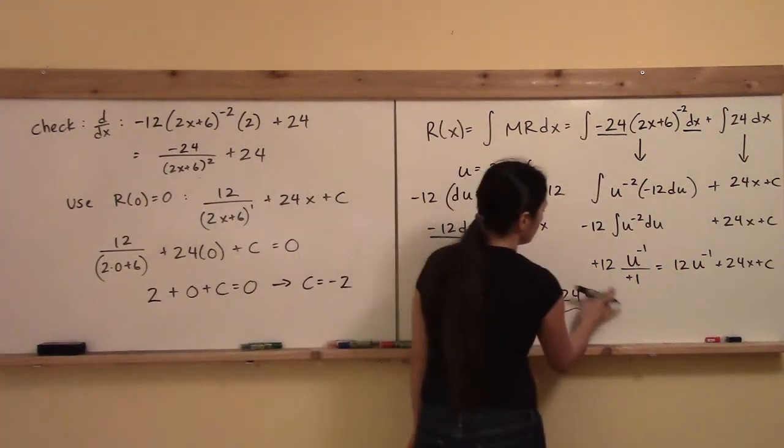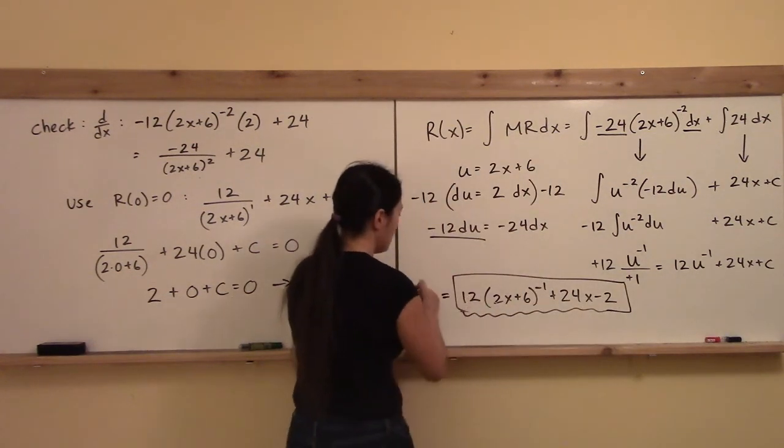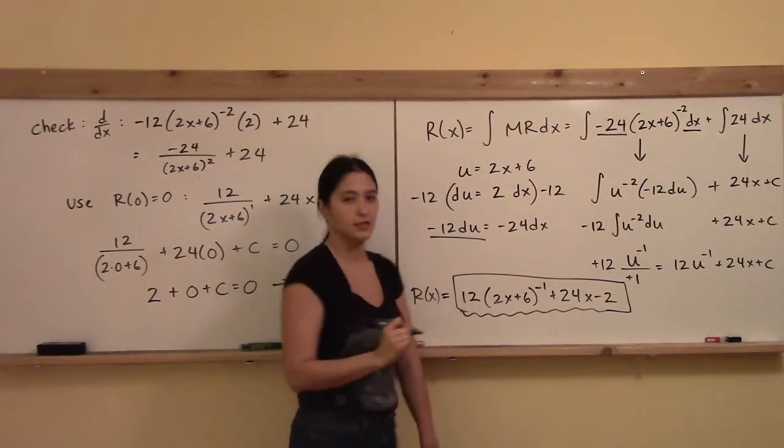And so finally, I can box my final answer with the c replaced with the minus 2. And that's going to be my total revenue function. Solved it.